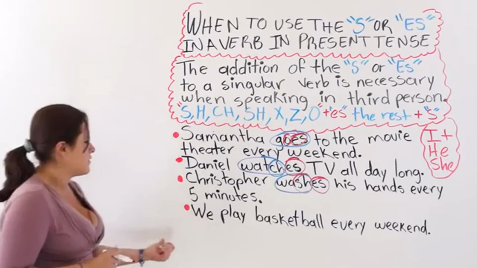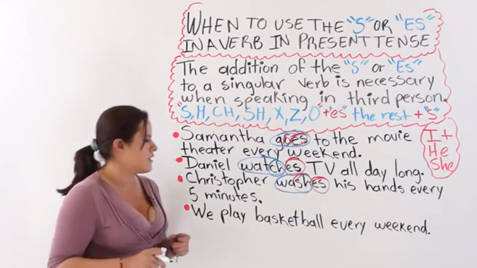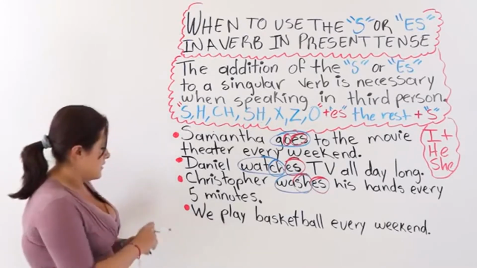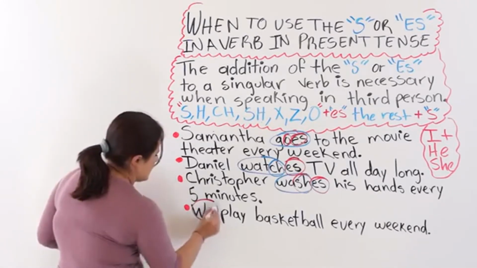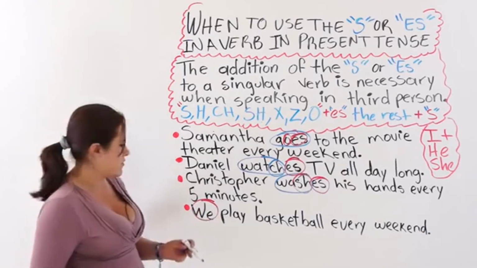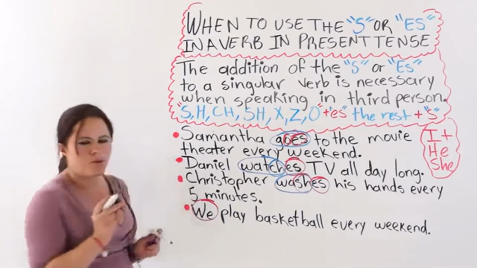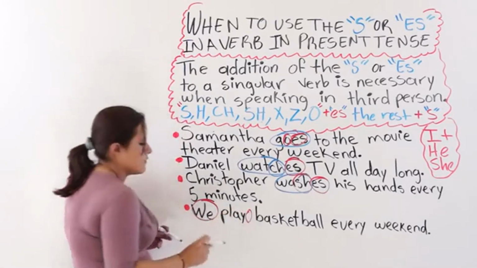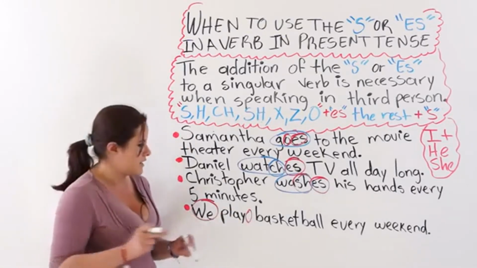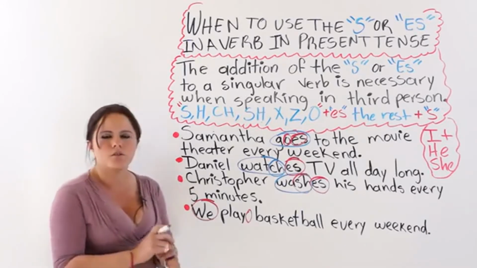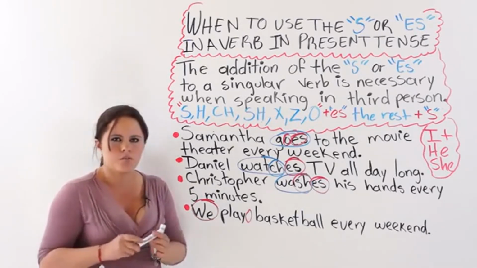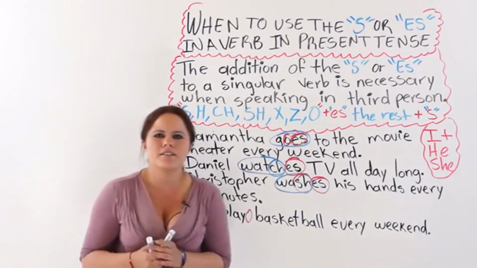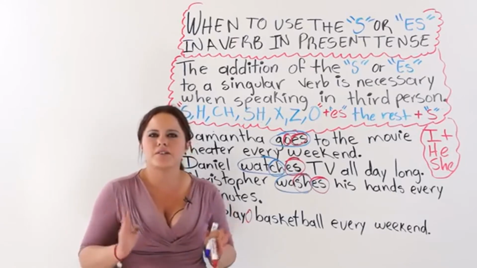The next one says, we play basketball every weekend. This is a trick one because it is plural, we, but we are not speaking in third person. This is a first person personal pronoun. So we do not need an s here, and we do not need an es at the end of the verb. Only when you are speaking in third person. All right? Next, I will give you some more practice examples and sentences so that you can practice with me.